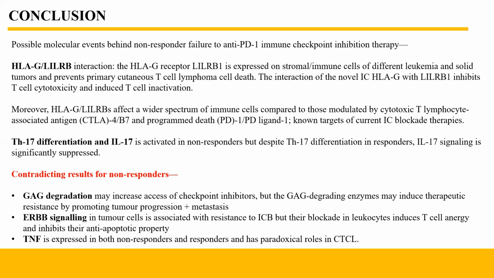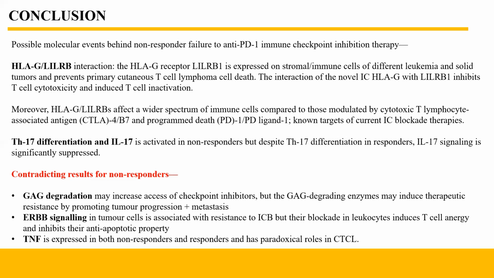Other than this, another important observation would be the role of Th17 differentiation and IL-17. IL-17 signaling was seen to be activated in the non-responding patients post-treatment. And despite Th17 differentiation in the responders post-treatment, IL-17 signaling was seen to be blocked. This might be an important clue as to the association of IL-17 with resistance to immune checkpoint blockade.